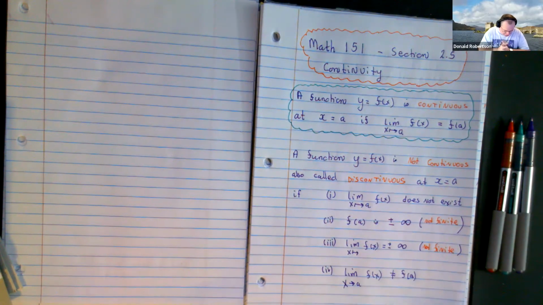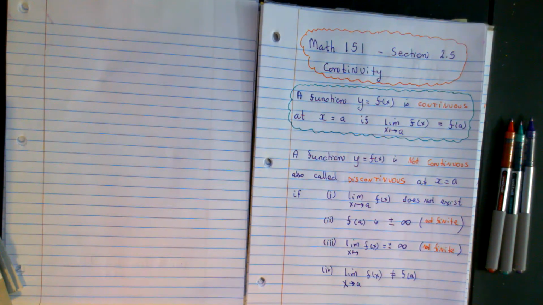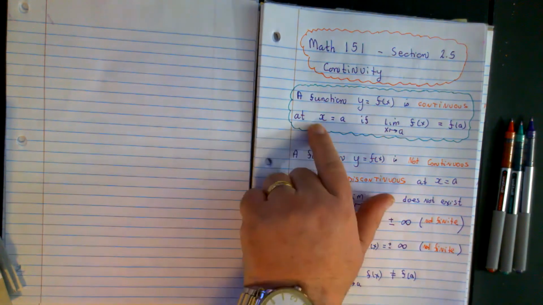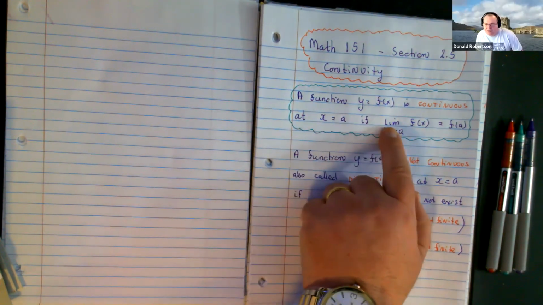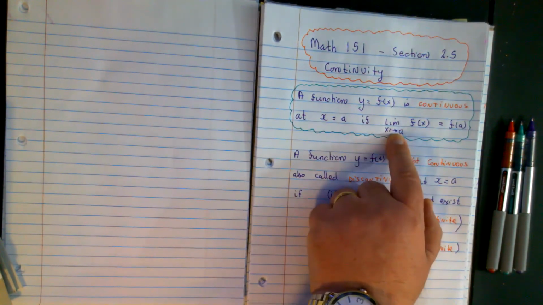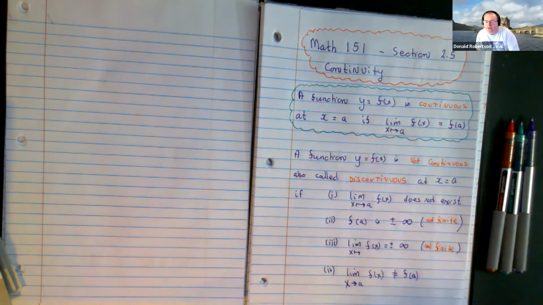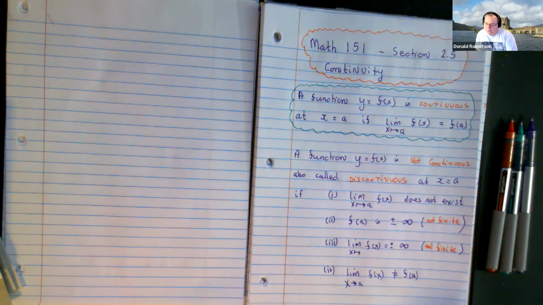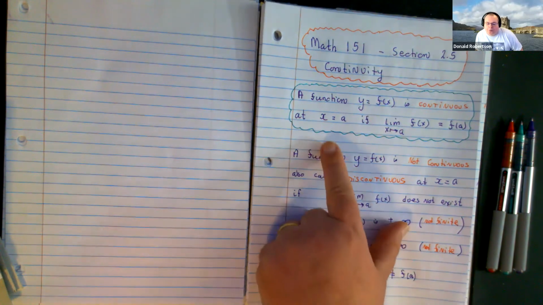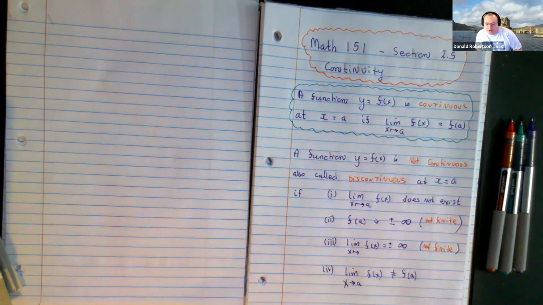Okay, so what's section 2.5? We are going to deal with a concept called continuity. A function is said to be continuous at some point x equals a if the overall limit as x tends to a of the function is the same thing as the value of the function. So that's it. A function is continuous at x equals a if the overall limit is the value of the function. And a function is not continuous otherwise.